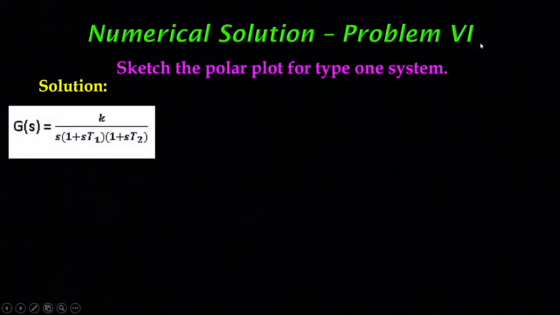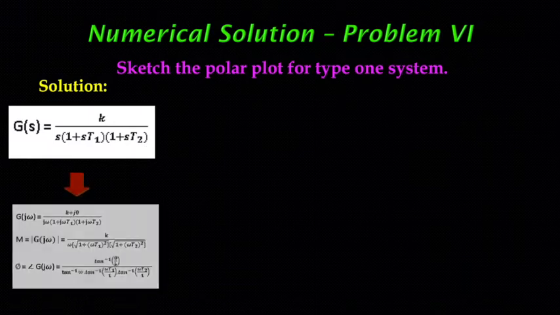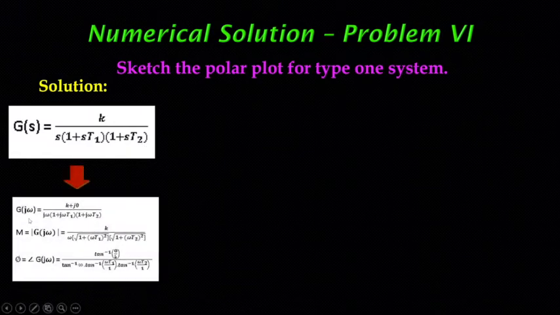Numerical solution problem 6. Sketch the polar plot for type 1 system. Type 1 system means one pole present at the origin. So that's why we consider G(s) equal to K divided by s into (1 plus sT1) into (1 plus sT2). Put s equal to j omega, then taking magnitude, mod of this, so we get this value.